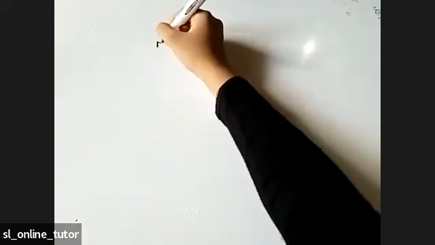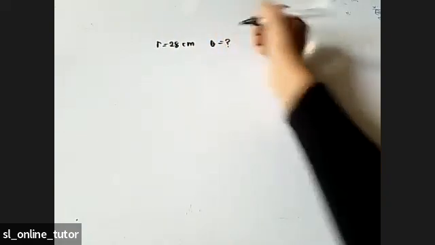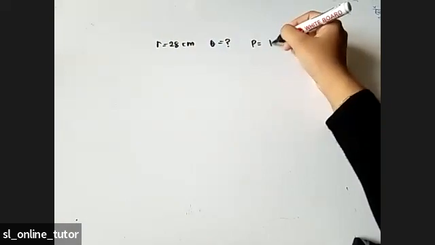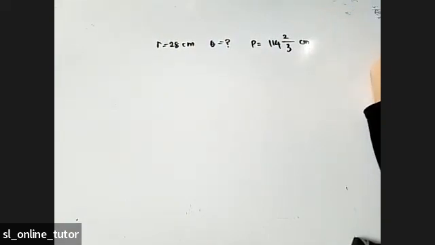Right, now look at the last question. It is given this type of diagram. They have given radius is equal to 28 and theta unknown, but they have provided us the perimeter. Perimeter is given in a mixed fractional form. See, you can see all the possible ways of getting the question. Now you have to find theta.